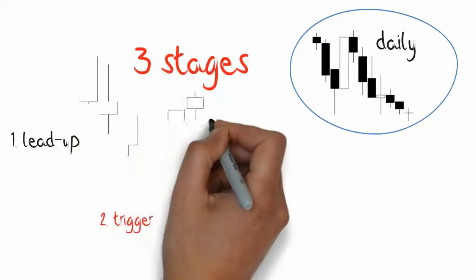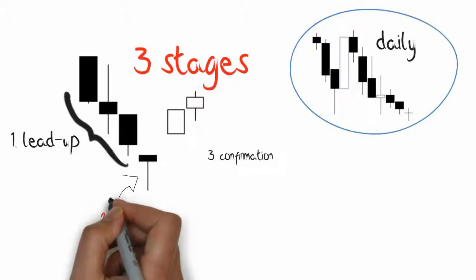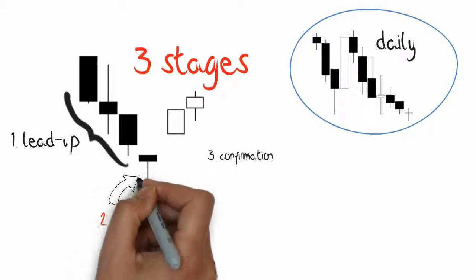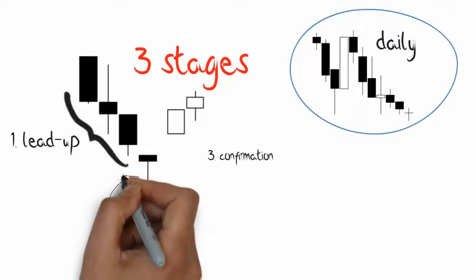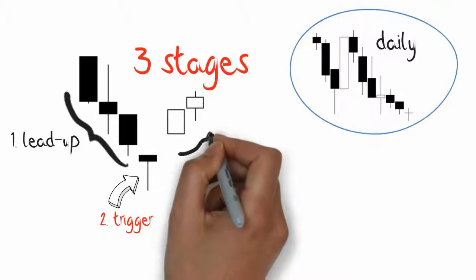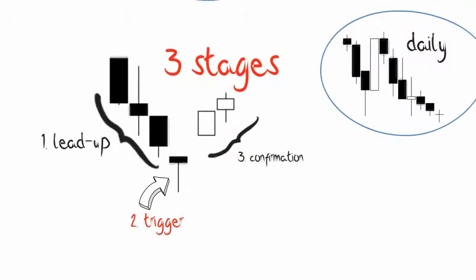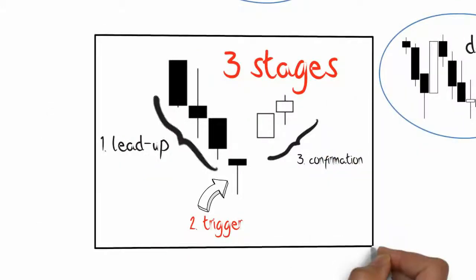In a downtrend, these 3 candles are formed in the lead-up stage. Then we have the trigger. In this example it is the single candle called the hammer, which is often found at the end of a downtrend. It has a small body and a long shadow. Finally, the next 2 candles constitute the confirmation. They indicate that the trend has indeed reversed direction.